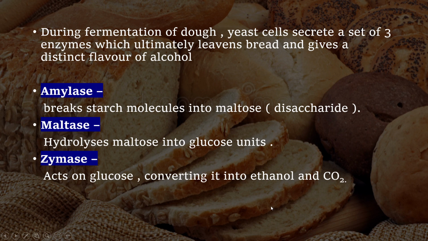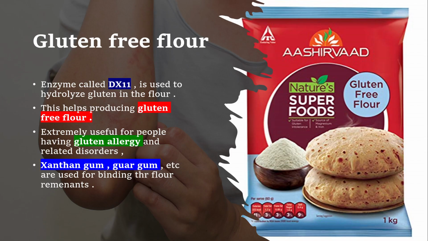So this is the process of leavening, amylase, maltase, enzymes, which I have already told you. Also, I would like to discuss with you a unique product, that is gluten-free flour. See what happens. Some people have allergy with gluten. They cannot digest it. They start getting allergic reactions in their body by consumption or intake of gluten. So just to avoid this, what people do, Ashirwad, one of the very famous brands in the field of flour, part of ITC, has introduced gluten-free flour. What it does, it uses an enzyme named as DX11.